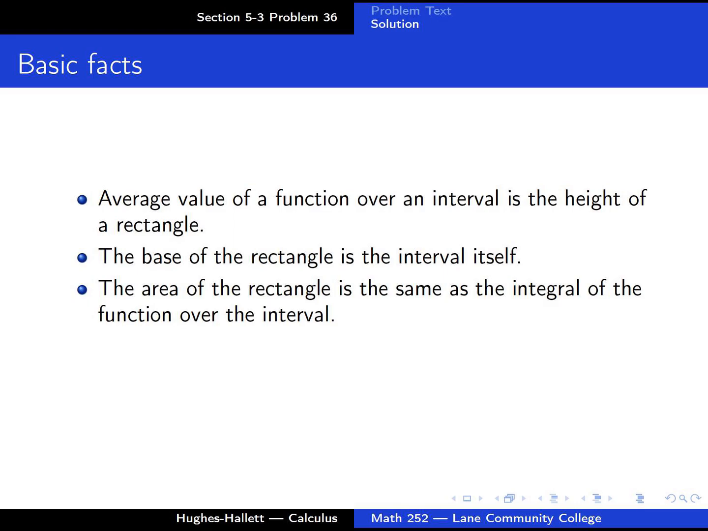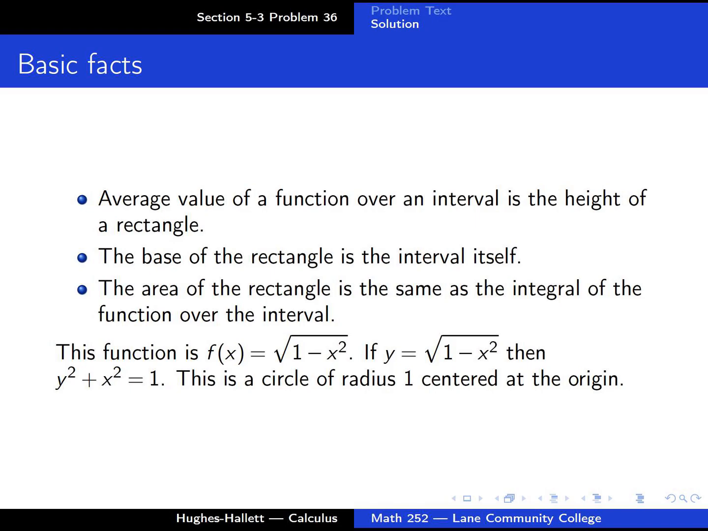So when you get an average value for a function, what you're doing is finding the height of a rectangle, and you're picking that height in such a way that the area of the rectangle is the same as the integral of the function over the interval. So let's take a look at it in a particular case with this function we're working with.